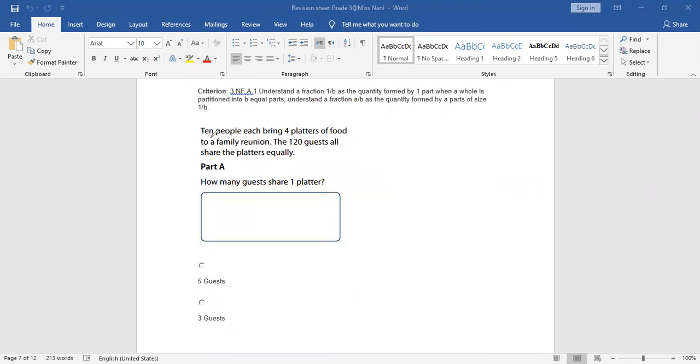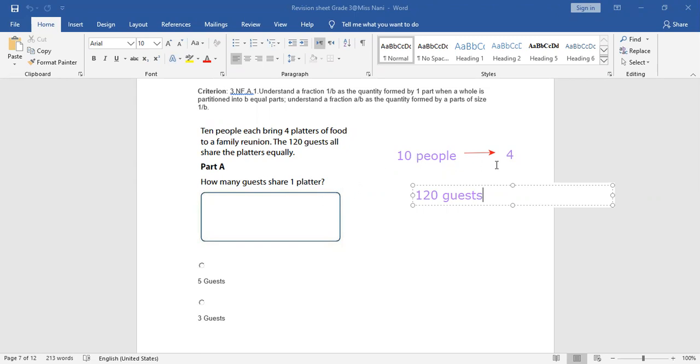Let's complete. 10 people each bring 4 platters. So here I have 10 people, and each of them brings 4 platters of food to a family reunion. The 120 guests all shared the platters equally. So I have how many guests? I have 120 guests. How many guests share one platter? So every platter, how many guests share one platter?